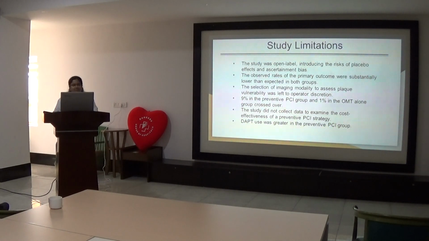The limitation they had mentioned was that it was open label, so there were chances of introducing risk of placebo effects and ascertainment bias. The observed rates of primary outcome were substantially lower than expected in both the groups. The selection of imaging modality to assess plaque vulnerability was left to operator discretion, so chances of bias were there. 9% of the preventive PCI and 1% of the OMT alone group had crossed over, and the study did not collect data to examine the cost effectiveness of PCI. And DAPT, dual antiplatelets, were given compulsorily in preventive PCI.